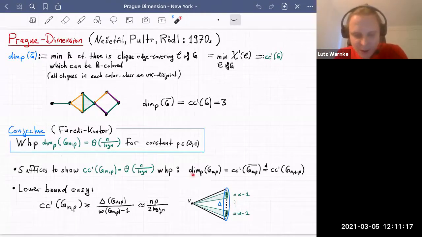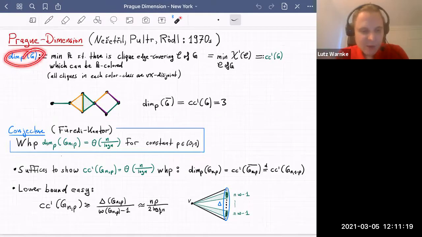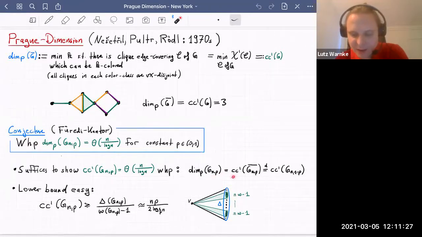So I told you that up here we were defining the Prague dimension of the complement of G. Okay, so if we turn this on its head, what we then have here is the Prague dimension of G(n,p) is the clique chromatic index of the complement of G(n,p). But the nice thing about G(n,p) is it has a very nice behavior under taking complements, because now instead of each edge being there with probability p, each edge is simply there with probability 1 minus p.